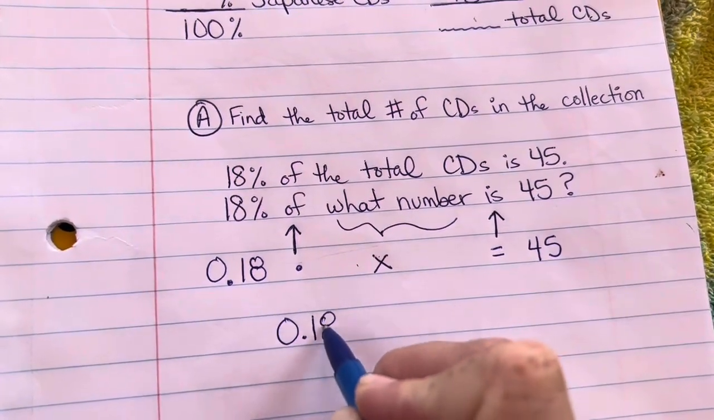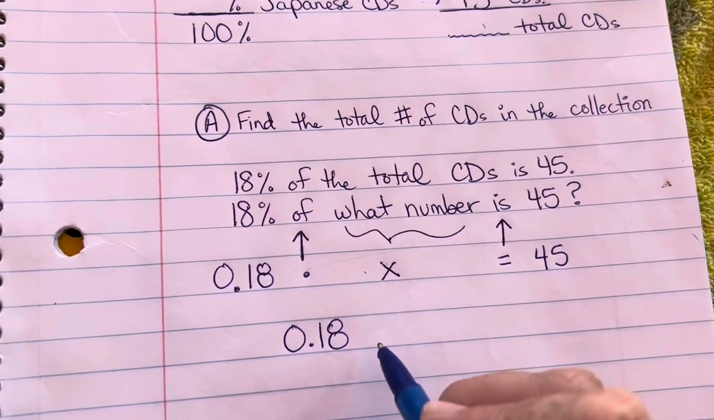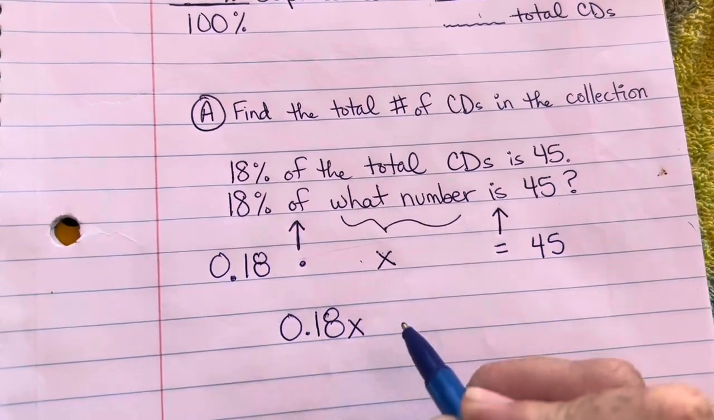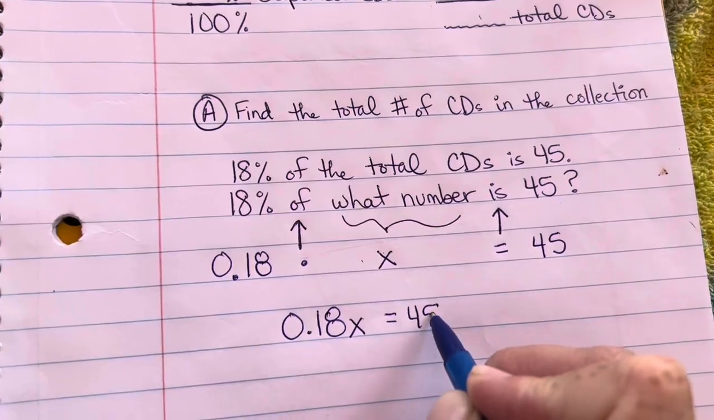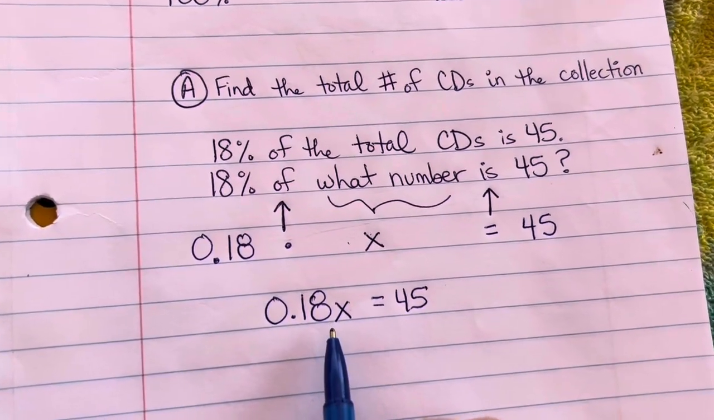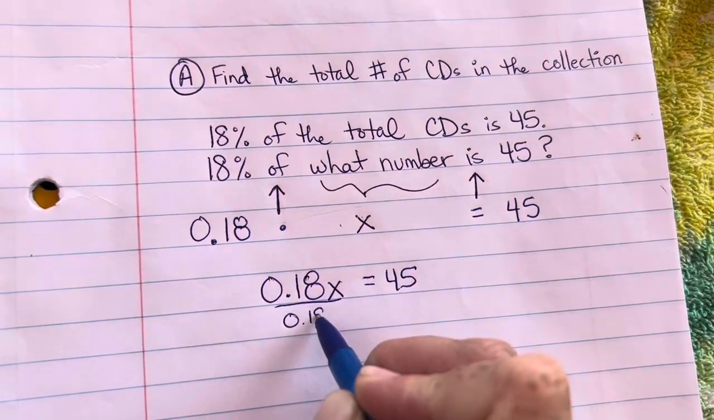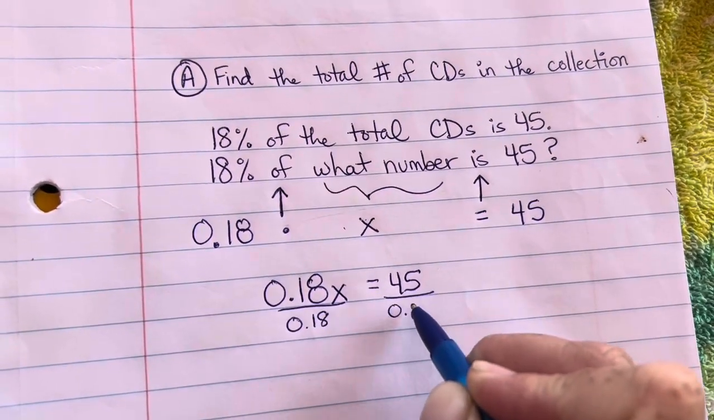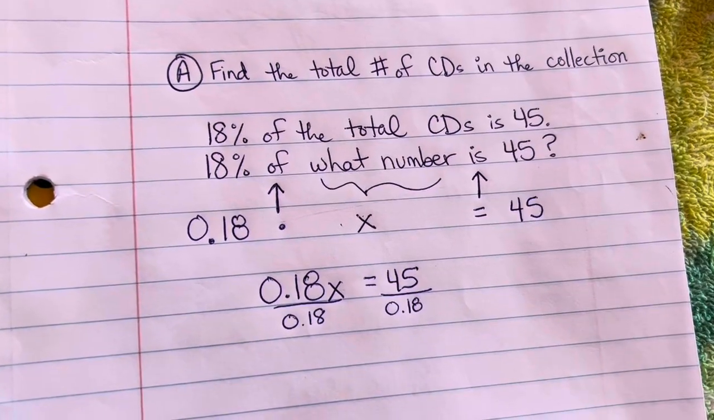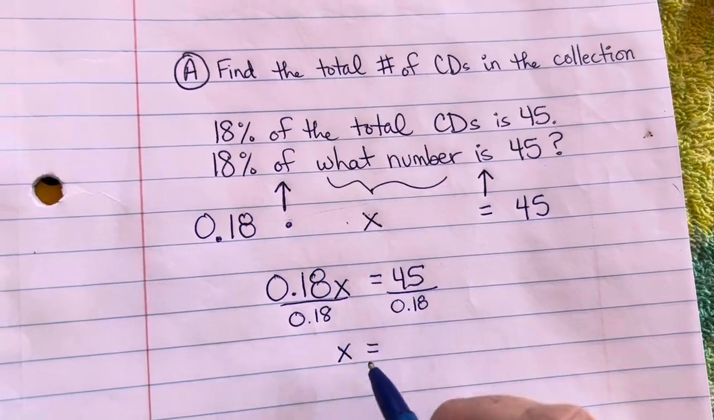I have 18 hundredths, or 18%, times x equals 45. Here I have a multiplication equation, and so I use division to undo what's being done. What you do to one side, you must do to the other. Now solve for x.